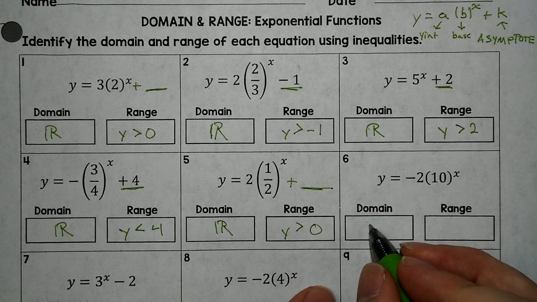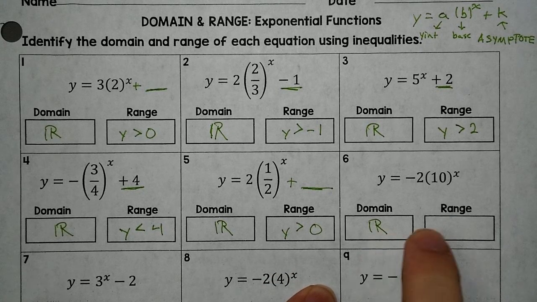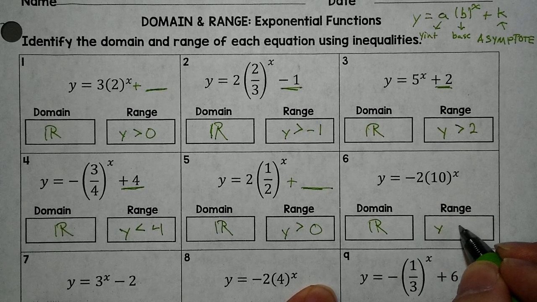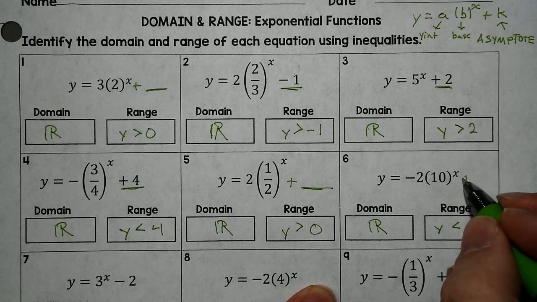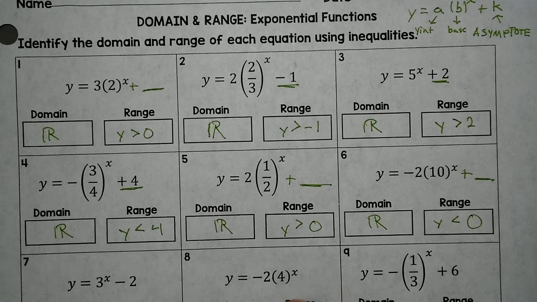Number 6, domain, all real numbers. Range, this is a negative, so we know our y's are less than. And once again, we don't have a k value. It's plus 0, so its y's are less than 0. I'm going to stop the video here. We're going to work a few more on the next video.